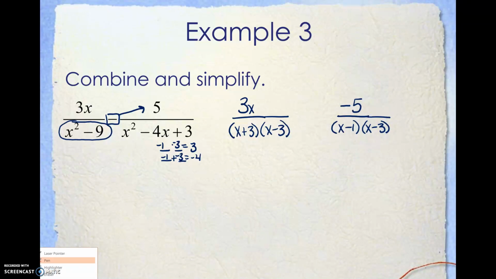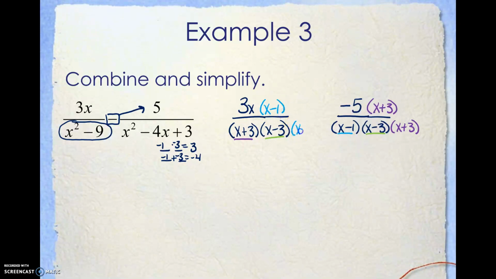Do you see anything in the denominators that currently matches? Yeah. They both have an x minus 3, so that part's done. Next, this first denominator has an x plus 3, so this one needs an x plus 3. And the second one has an x minus 1, so the first one needs an x minus 1.